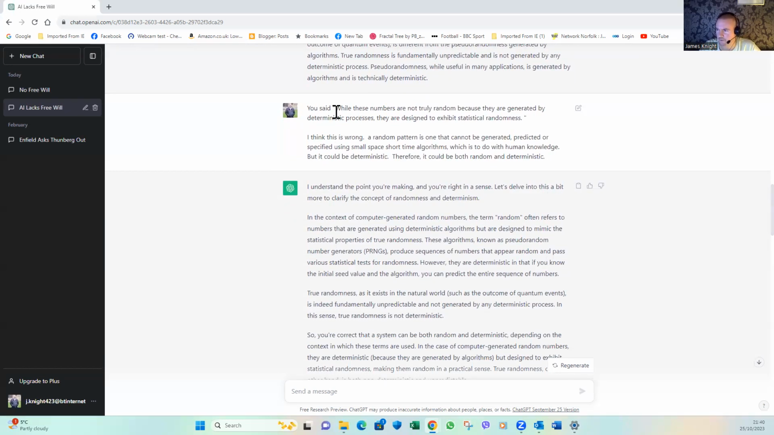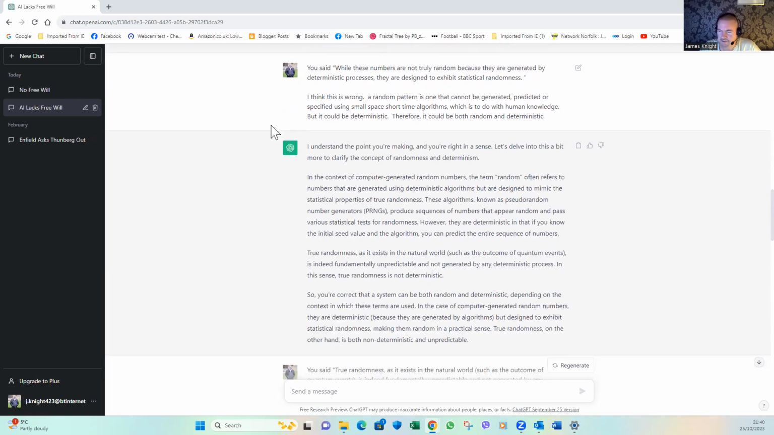Okay, so it goes on, and I've pulled out the most important bit here, which says, so I've said to ChatGPT, I've quoted, while these numbers are not truly random because they are generated by deterministic processes, they are designed to exhibit statistical randomness. Well, that's not right either. So I said, I think this is wrong. A random pattern is one that cannot be generated, predicted, or specified using small space short-term algorithms, which is due to human knowledge, but it still could be deterministic. Therefore, it could be both random and deterministic.